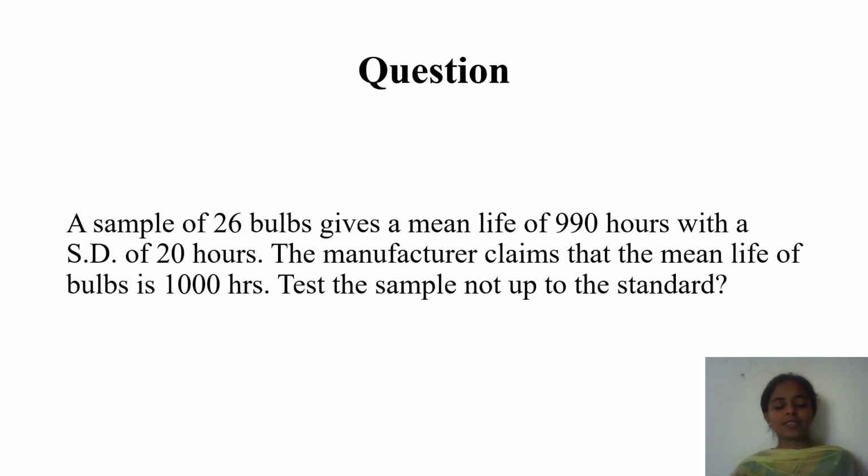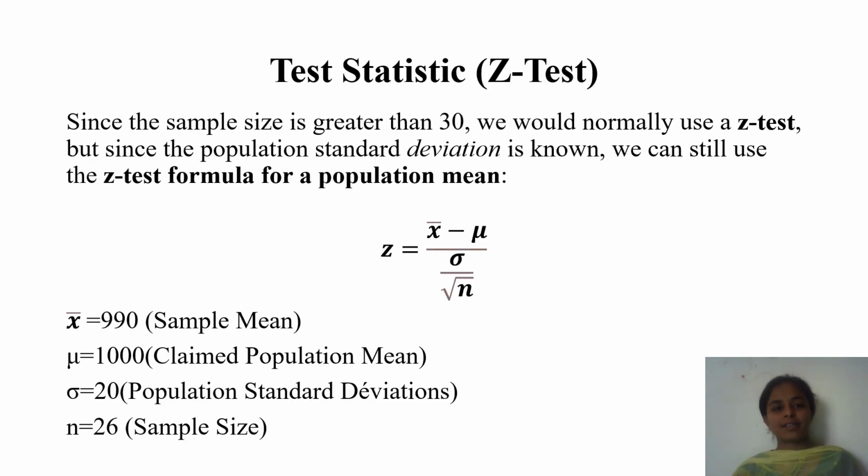And the problem is: a sample of 26 bulbs is given with a mean life of 990 hours with a standard deviation of 20 hours. The manufacturer claims that the mean life of the bulbs is 1000 hours. Test whether the sample is not up to the standard. Here we are given the sample data, sample mean, and the lifetime of the bulbs. So by using these data, we will calculate the hypothesis test and test statistic.